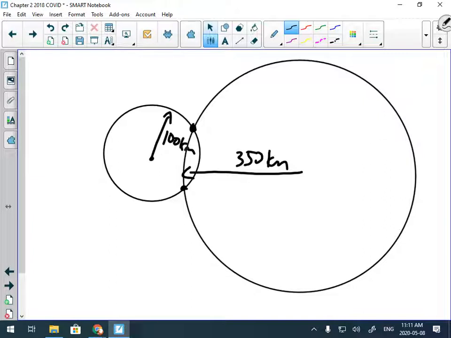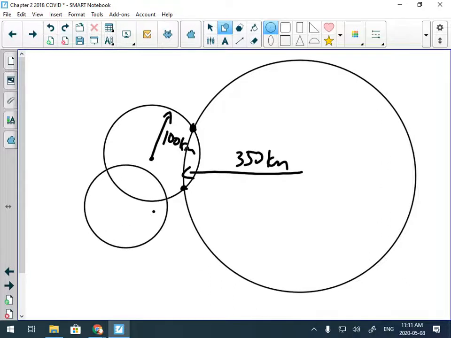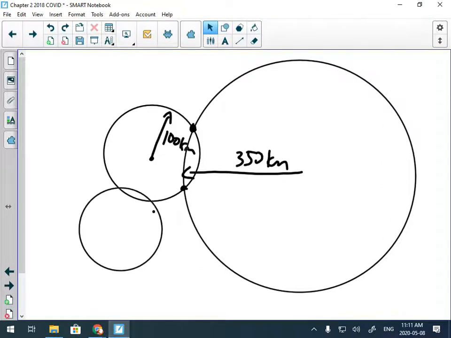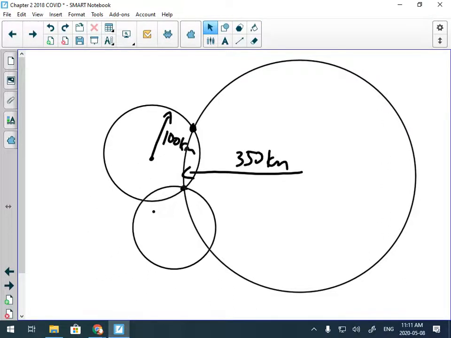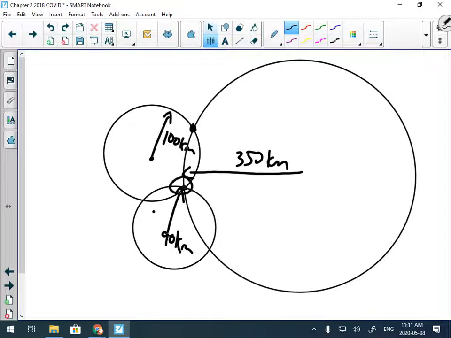But if you have a 3rd station, that 3rd station will have an intersect point like this. Maybe this one is 90 kilometers in every direction. Then, poof, you know where that is.